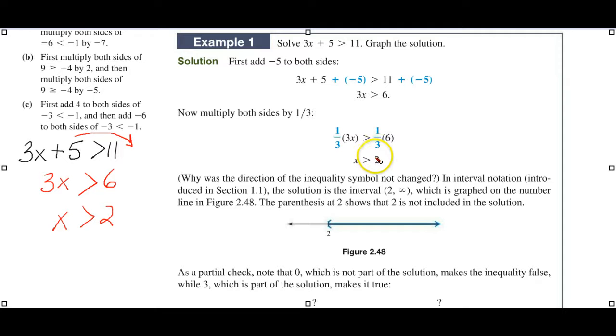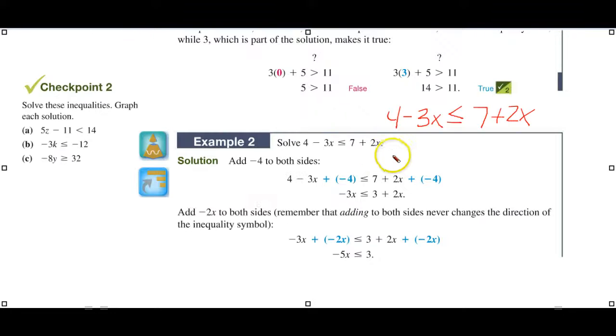And they do have the work there. And we did this graph already. Note that you would use a parenthesis at 2, indicating that 2 is not a member of the set. In interval notation, parenthesis starting at 2, or just beyond 2, 2 is not included, going to positive infinity. Now the book shows it a certain way. I'm going to show you another way that it can be done.